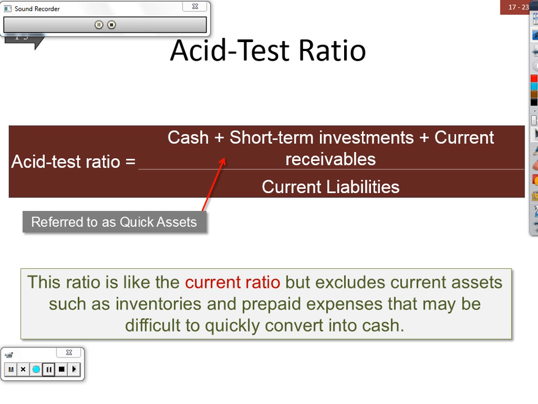Asset test ratio, which sometimes they call it quick assets ratio, is your cash plus short-term investments plus current receivables divided by current liabilities. It is similar to current ratios, basically trying to make sure that current assets exceed current liabilities so that they can pay off the debt quicker. Also, the reason why they incorporate short-term investments in there is to make sure that all of the cash and the cash equivalents, because short-term investment falls under cash equivalents, can easily be converted to cash.